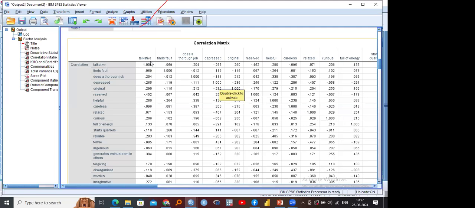Talkative with talkative, the correlation will obviously be 1. Finds fault with finds fault, the correlation will be 1. Does a thorough job with itself too. So a variable with itself will always have correlation value 1. Whenever we make a correlation matrix, the diagonal elements will always be 1.